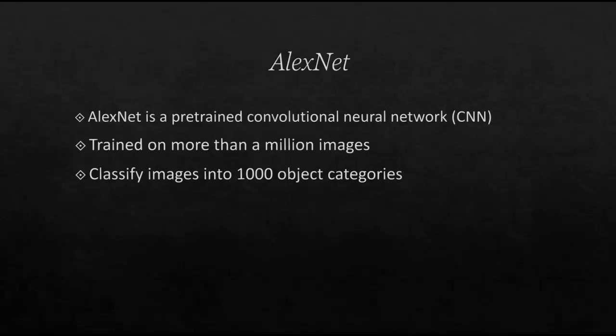AlexNet is what we use. AlexNet is a pre-trained convolutional neural network in MATLAB, trained on more than 1 million images, and it classifies images into 1,000 object categories.